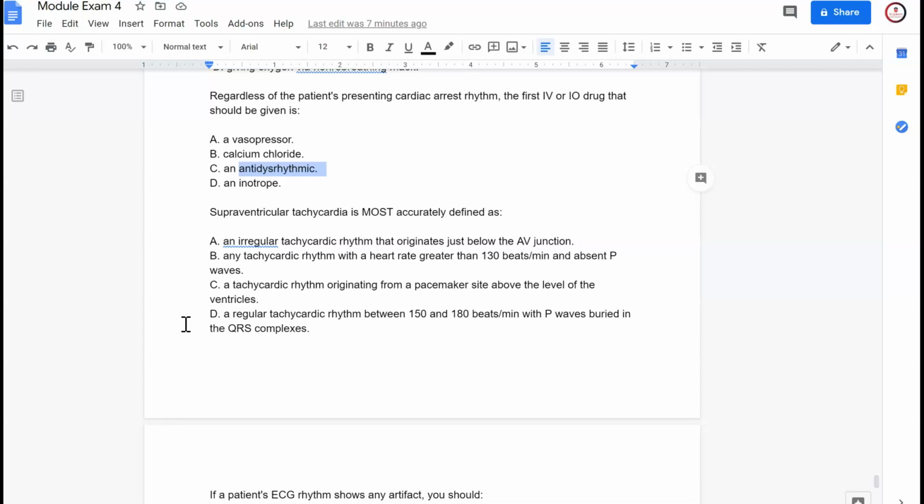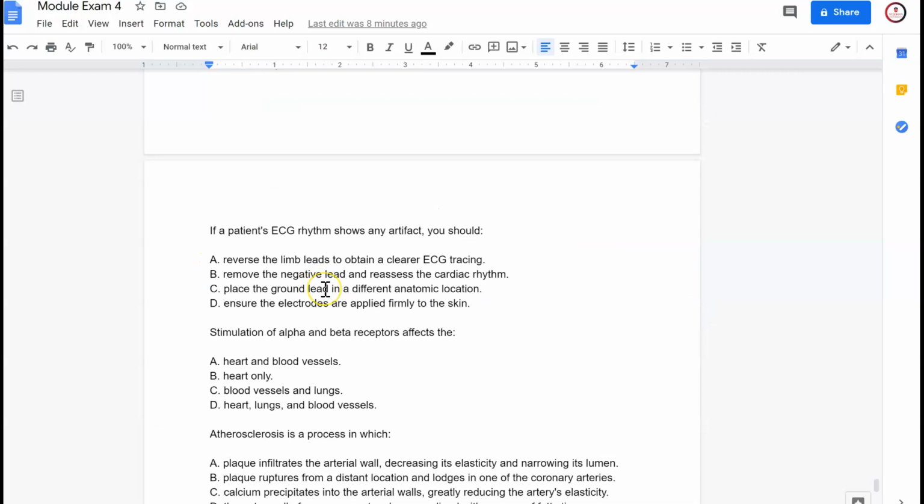Supraventricular tachycardia is most accurately defined as an irregular tachycardic rhythm below the AV. No, it's above the AV junction and it's to be very regular. A tachycardic rhythm with a heart rate greater than 130 and absent P waves. No, because there's P waves usually. Tachycardic rhythm originating from a pacemaker site above the level of the ventricles. Yes, this is correct. A regular tachycardic rhythm between 150 and 100 beats with P waves buried in the QRS complexes. They won't necessarily be buried. The best answer here is the tachycardic rhythm originating from a pacemaker site above the ventricles.